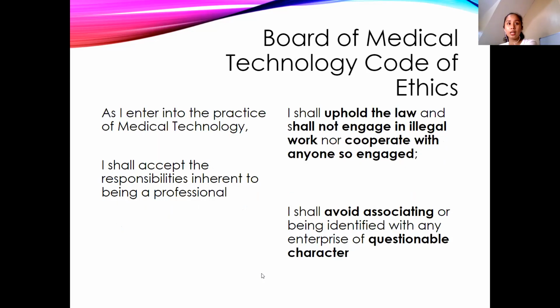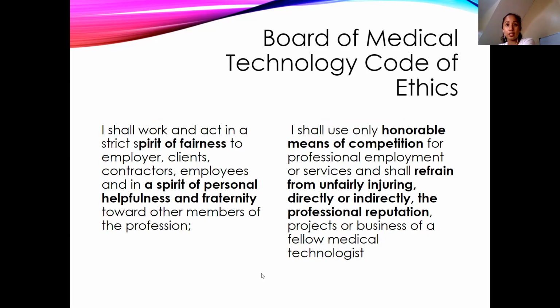So class, ayun nga, ang tawag dun pala, naalala ko lang. I shall uphold the law and shall not engage in illegal work. So class, meron na akong kakilala na tanggalan ng lisensya due to adultery. Nareklamo siya ng asawa sa PRC, Professional Regulatory Commission. Tatanggal ang lisensya dahil sa adultery.